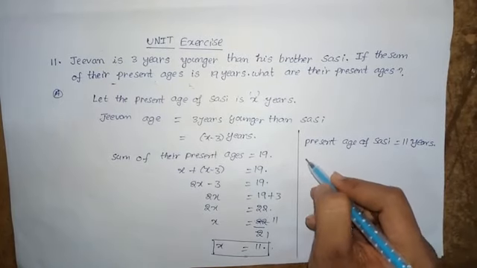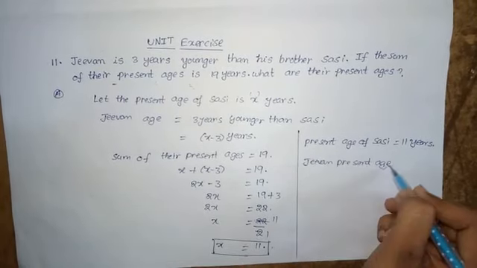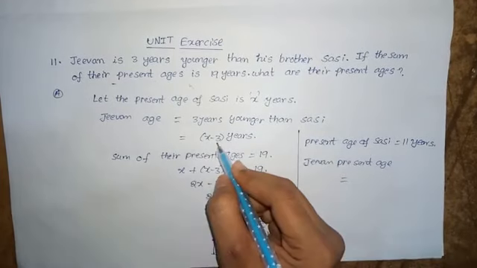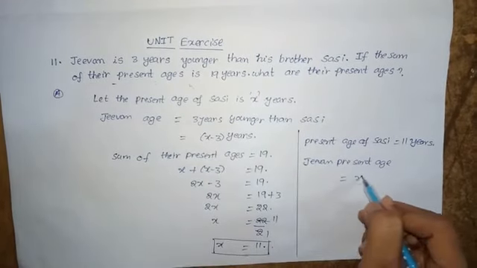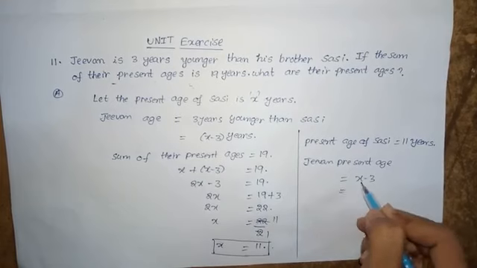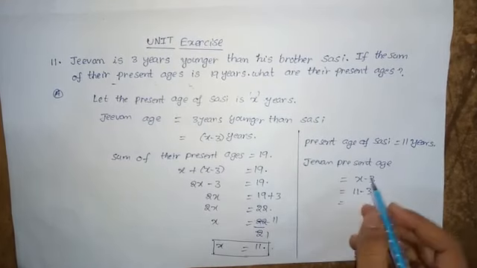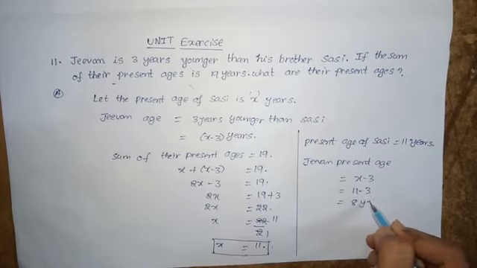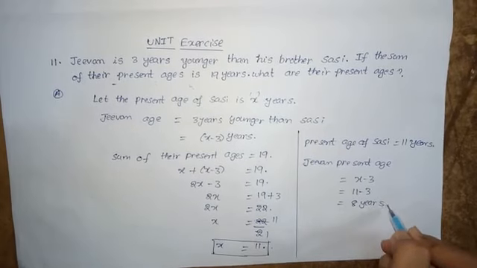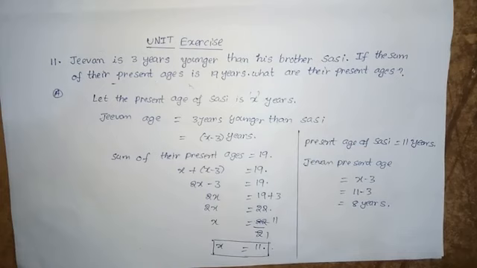So next, Jeevan's age. Jeevan's present age is equal to x minus 3 years. So x minus 3, and here the x value is 11. So 11 minus 3 is equal to 8 years. So Jeevan's present age is 8 years. So this is the solution for the 11th problem.